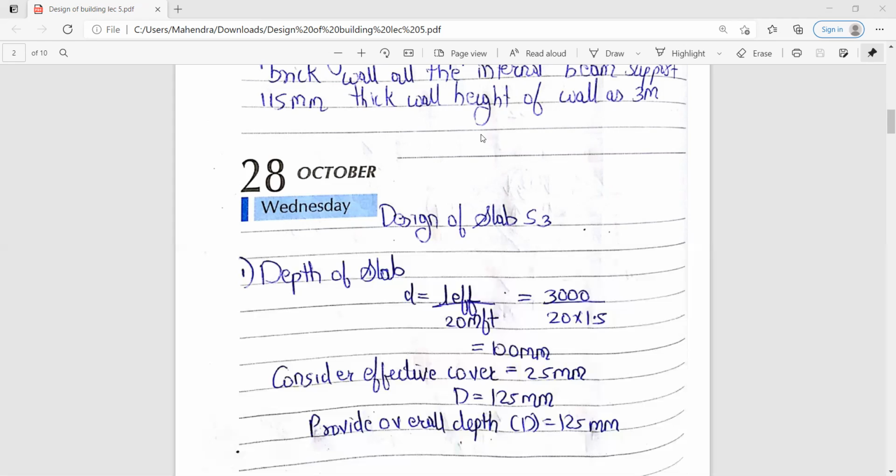So L effective you are going to consider over here 20 MFT as it is simply supported slab. S3 is your simply supported. So for the depth calculation you are taking the formula that is L effective upon 20 MFT. Now L effective is the shorter length of the slab S3. For S3, now see, go to your diagram.